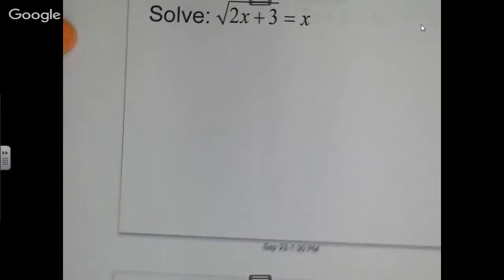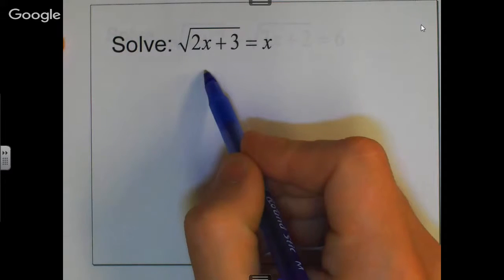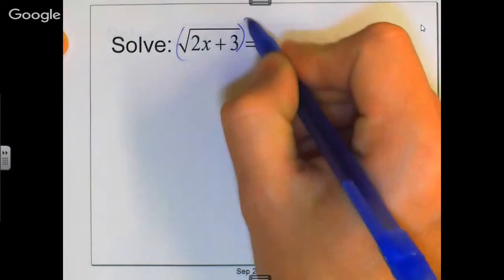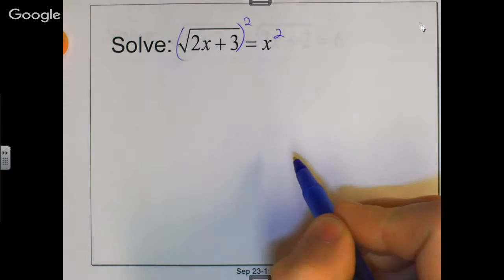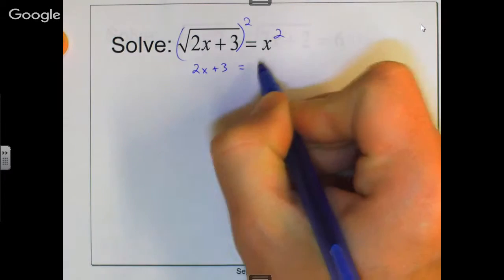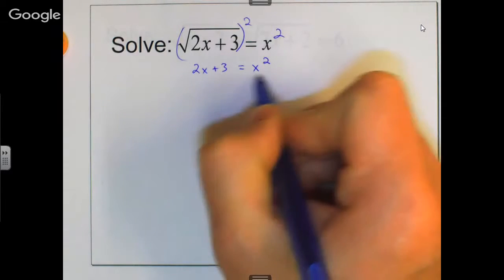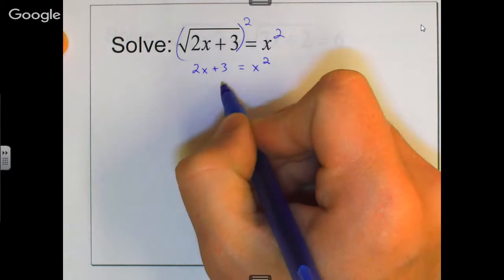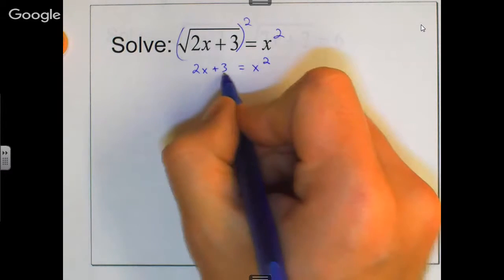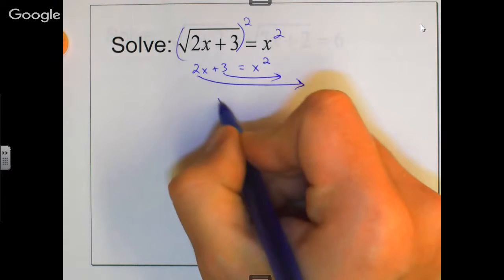Okay. So looking here, I've got nothing outside of my square root. So I will simply square this side and square this side. When I square it, I get 2x plus 3 equals x squared. Now you should notice we have a quadratic now, okay, which we talked about in 1.3. So I move everything to one side. We'll go to this side so that this remains positive.